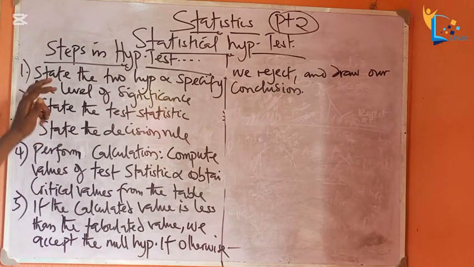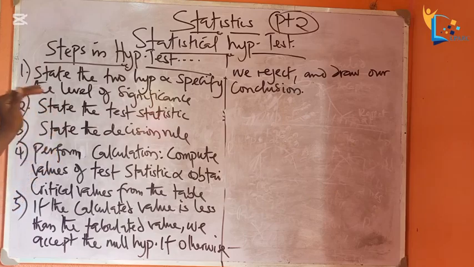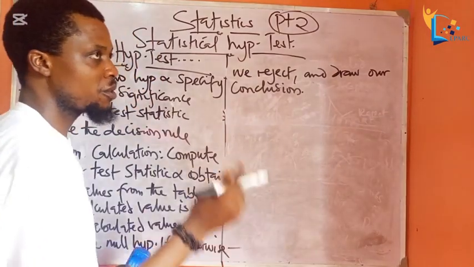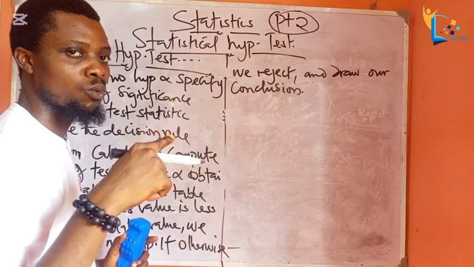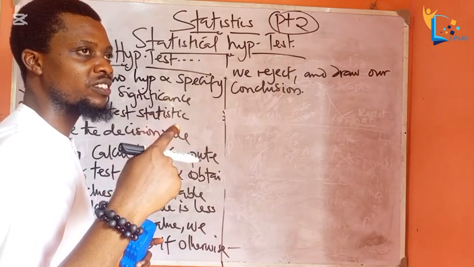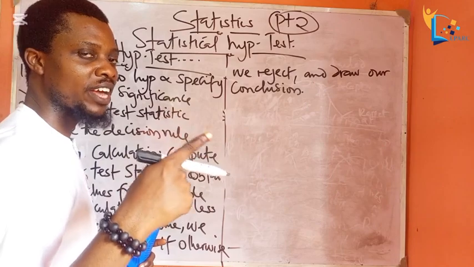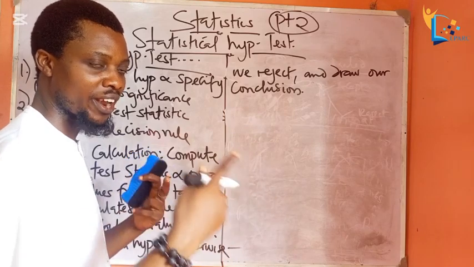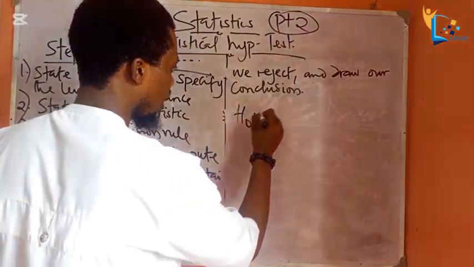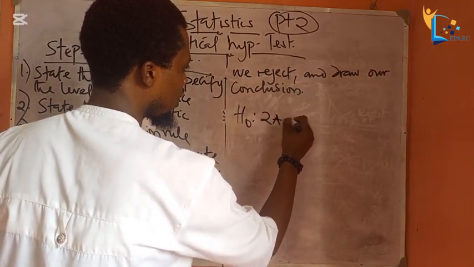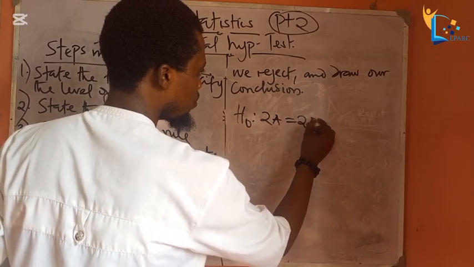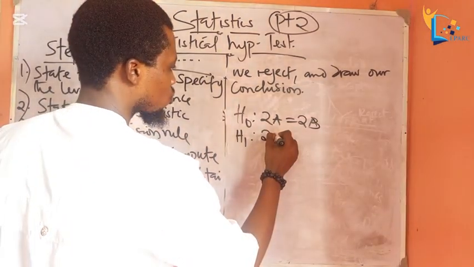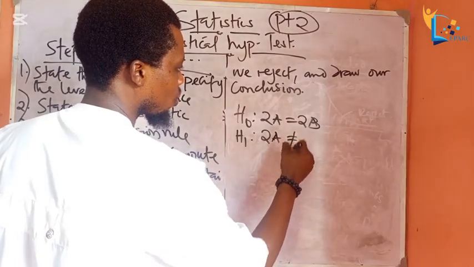The first step is to state the two hypotheses and specify the level of significance. Let me use the previous example we used. Students in JS2A are equally brilliant with students in JS2B. That is the null hypothesis. Then we state the alternate hypothesis by saying students in 2A are not equal to students in 2B.